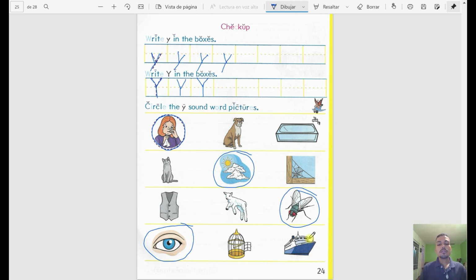And finishing with that, we finish with page number 24 and we finish with the goal of the day, right? Terminamos ya con la meta.